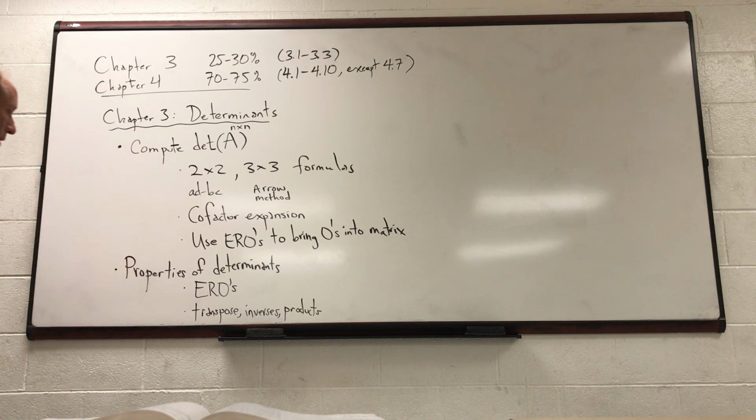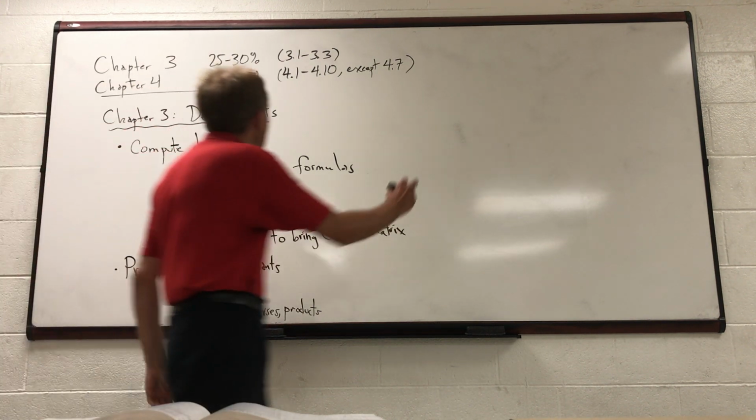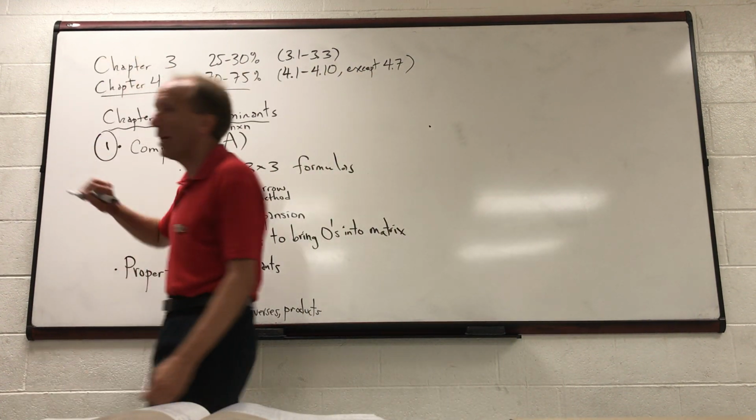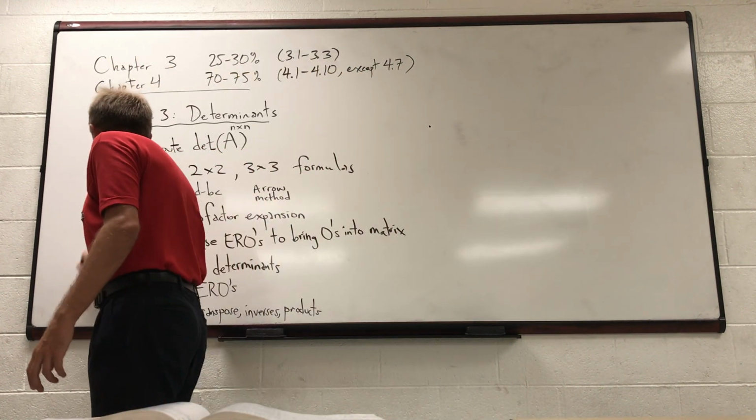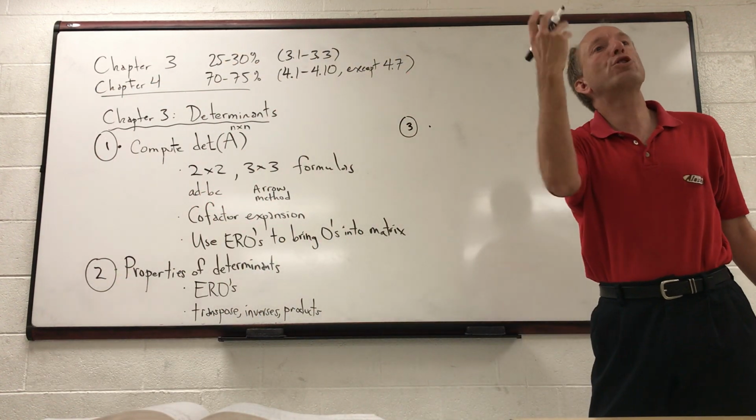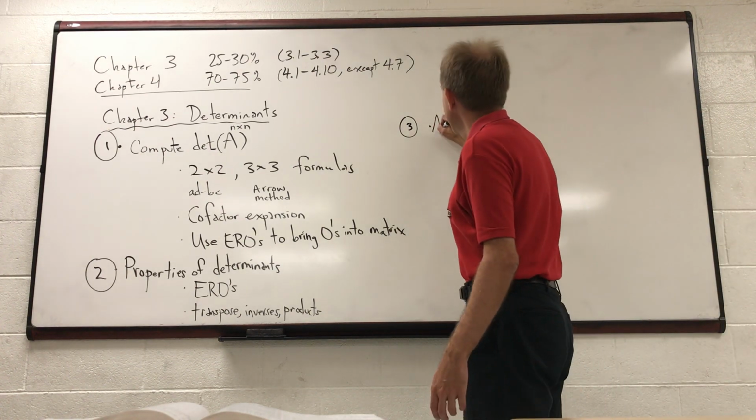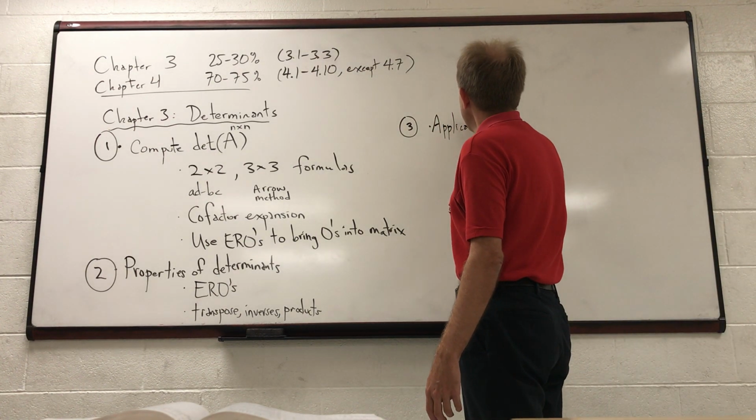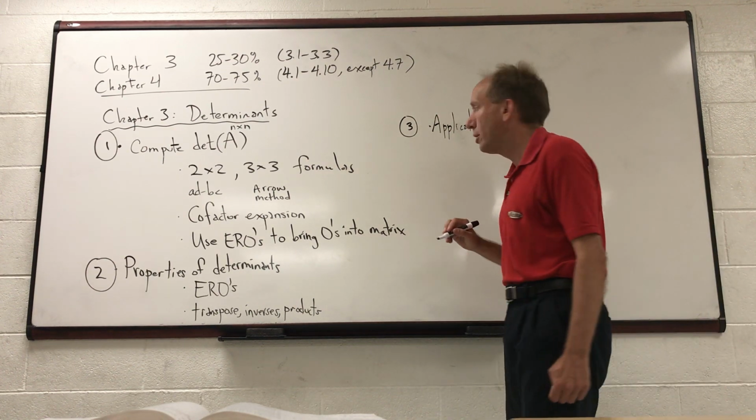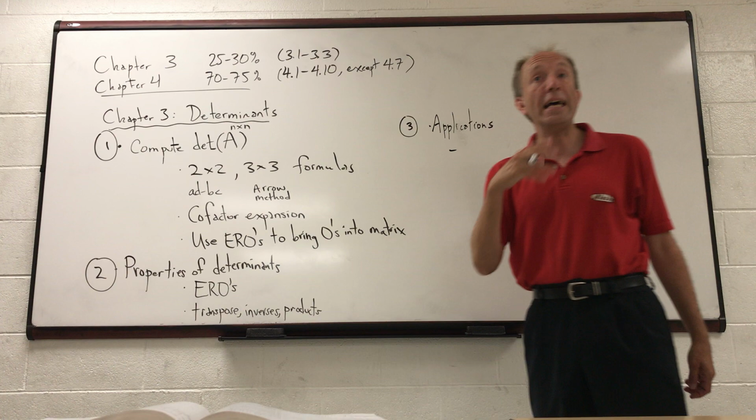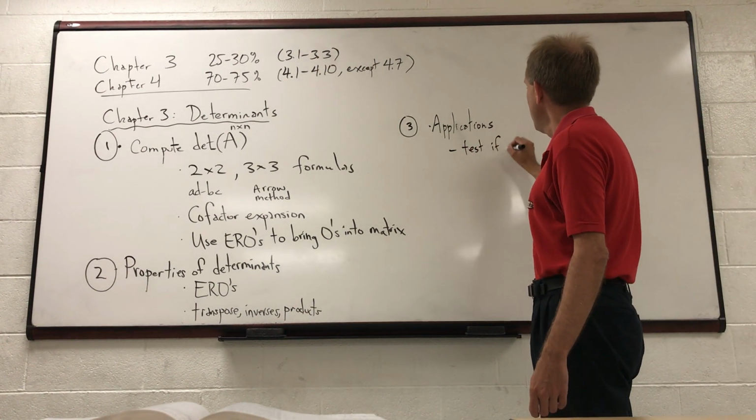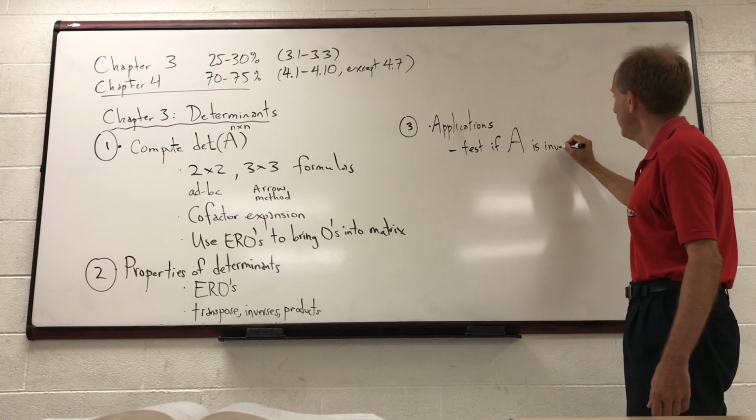So there are three main points. The first one is be able to calculate a determinant. The second one is know the properties of determinants. And the third one is know what it's good for. What are the applications of determinants? The applications of determinants would include the test for invertibility. This is how we can test if a matrix is invertible.